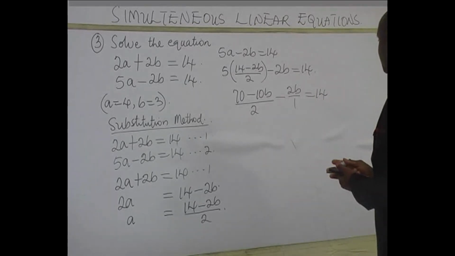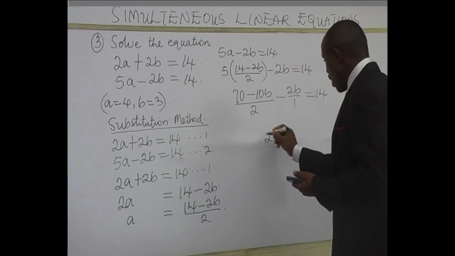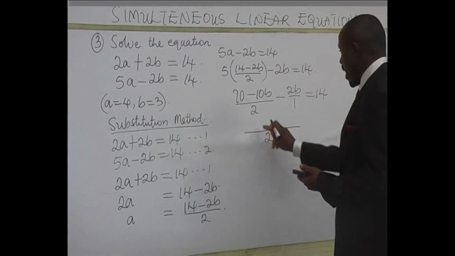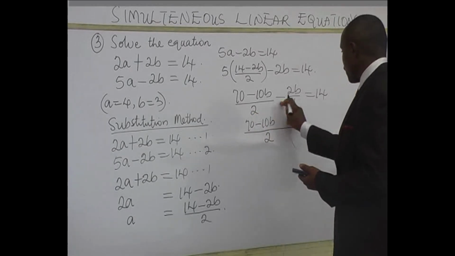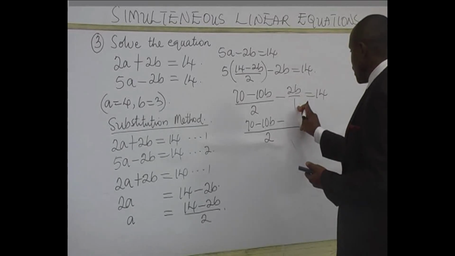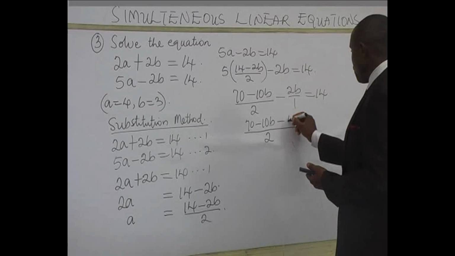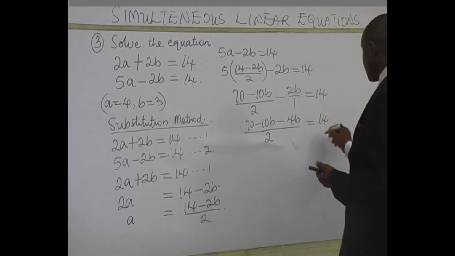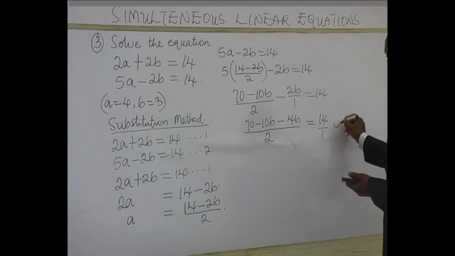Simplify the left hand side of the equation. Find the addition of 2 and 1, which is 2. 2 divided by 2 is 1. 1 times 70 minus 10b will give you 70 minus 10b. Bring the sign of subtraction. 1 divided by 2 will give you 2. 2 times 2b will give you 4b, is equal to 14. Remember, 14 means 14 over 1 in fraction form.